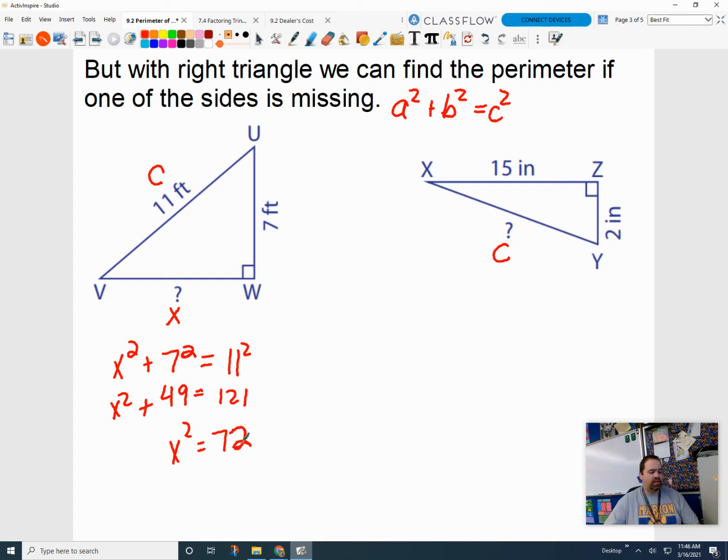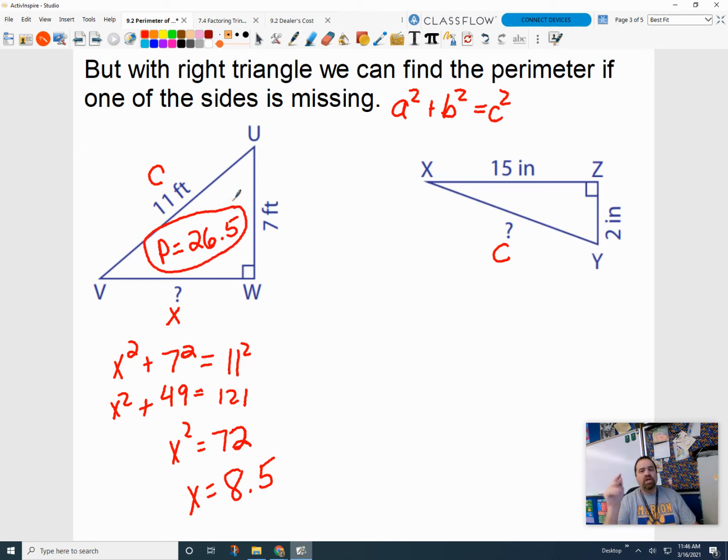So what you're going to need to do is take the square root of 72 and round it to the nearest tenth. I've got 8.5. Okay, so my missing side is 8.5 feet, right? The units are still going to need to match, so 8.5 feet. And when I add that together with the other 2, 11 plus 7 plus 8.5, this guy has a perimeter of 26.5 feet.